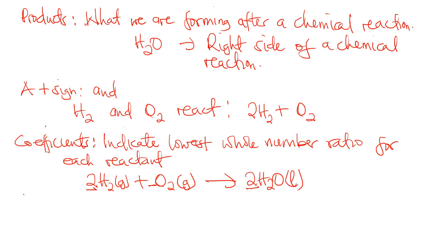And then there is this sign here. This sign just means to make. For example, we combine hydrogen and oxygen to make water. So that is what the sign means. Then we have the physical state. The physical state is included in parentheses.